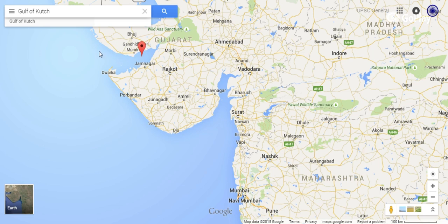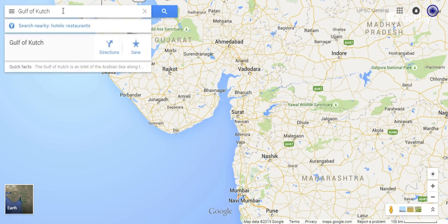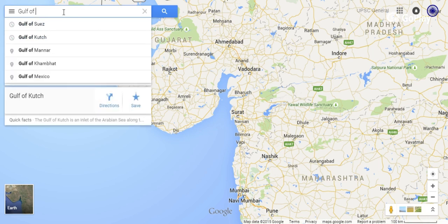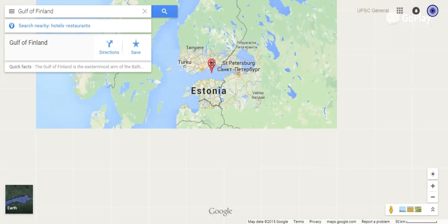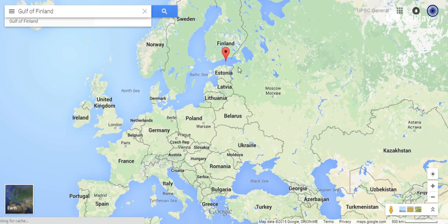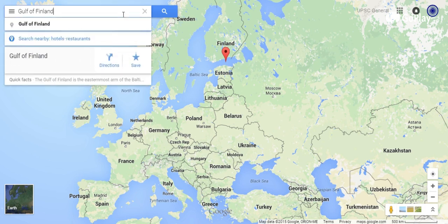And next let's look at the Gulf of Finland. This Gulf of Finland is the easternmost arm of the Baltic Sea. It extends between Finland in the north and Estonia in the south, and St. Petersburg of Russia in the east. So this is the Gulf of Finland. It is surrounded by Russia, Estonia and Finland.